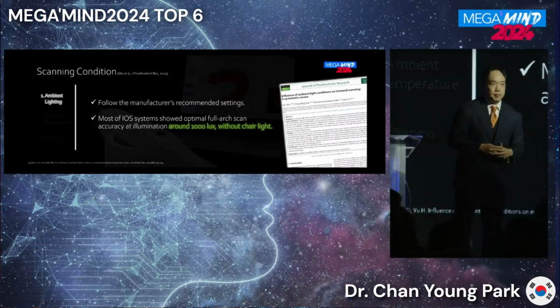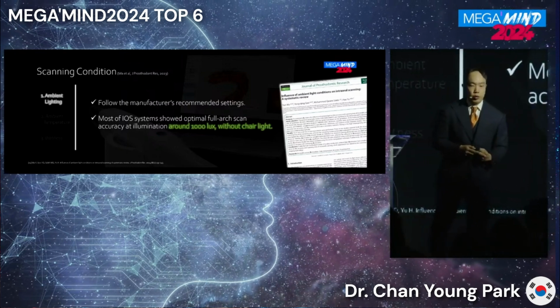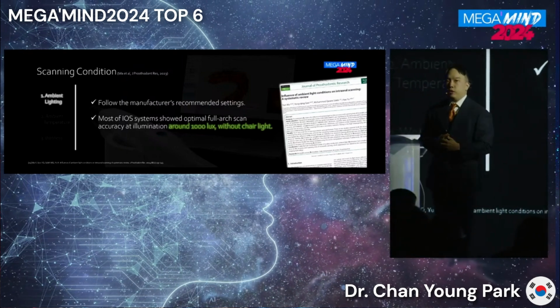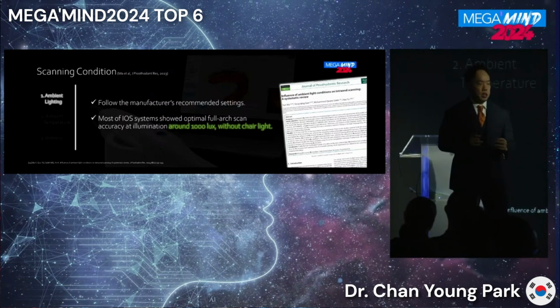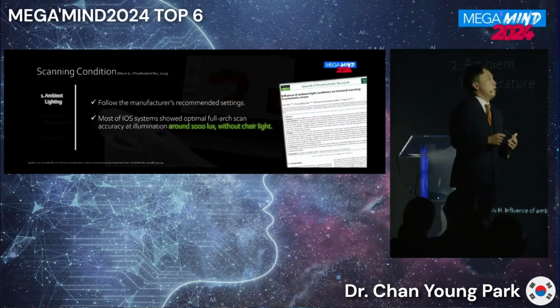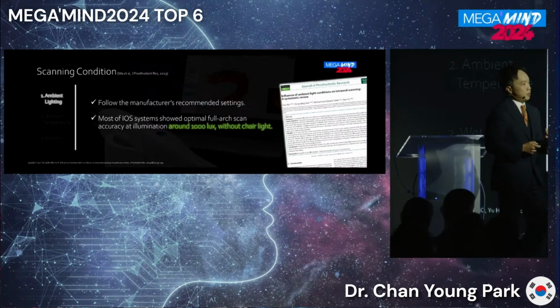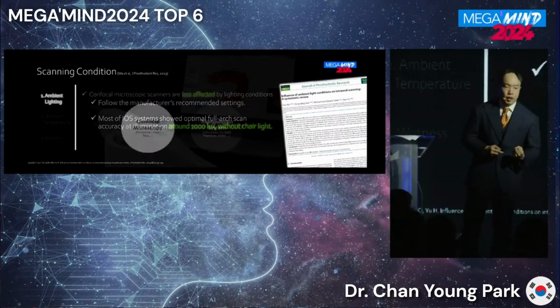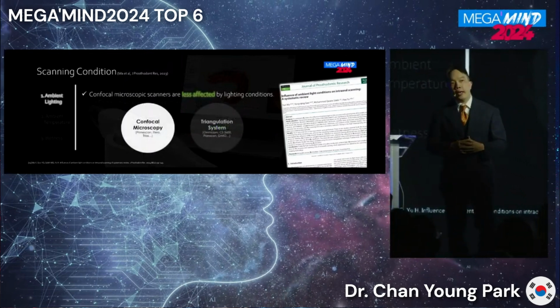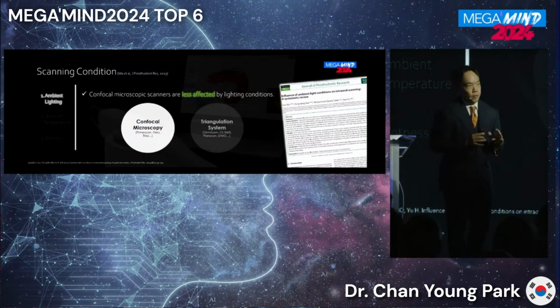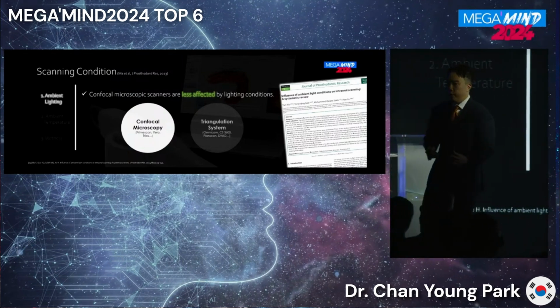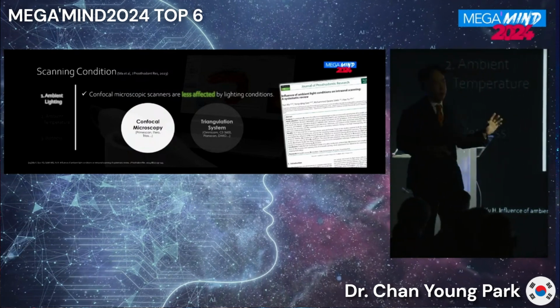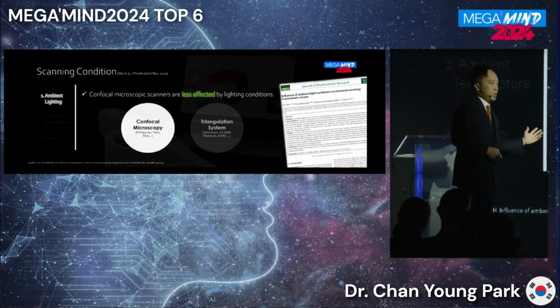The scanning condition: the ambient lighting conditions would be important. And according to the researchers, illumination around 1,000 lux seems to provide optimal accuracy regardless of the scanner types. And it seems that compared to the triangulation system scanners, confocal scanners are less affected by the lighting conditions. So for your everyday practice, this may be one of the criteria for choosing the optimal scanner.